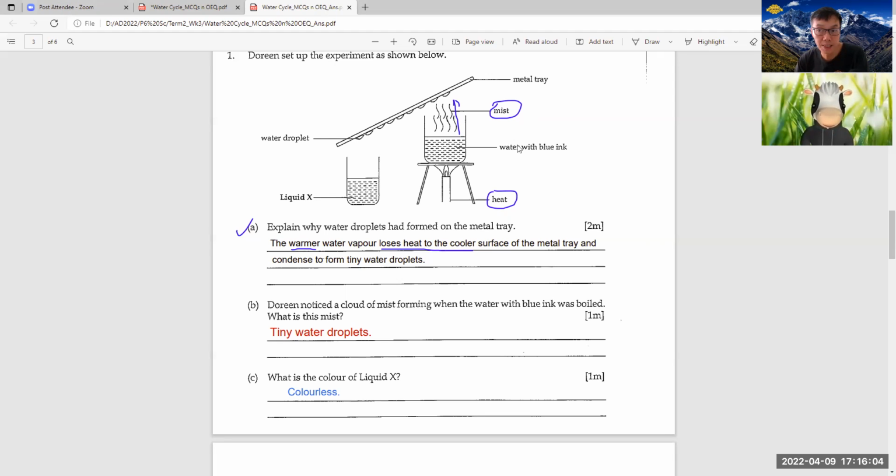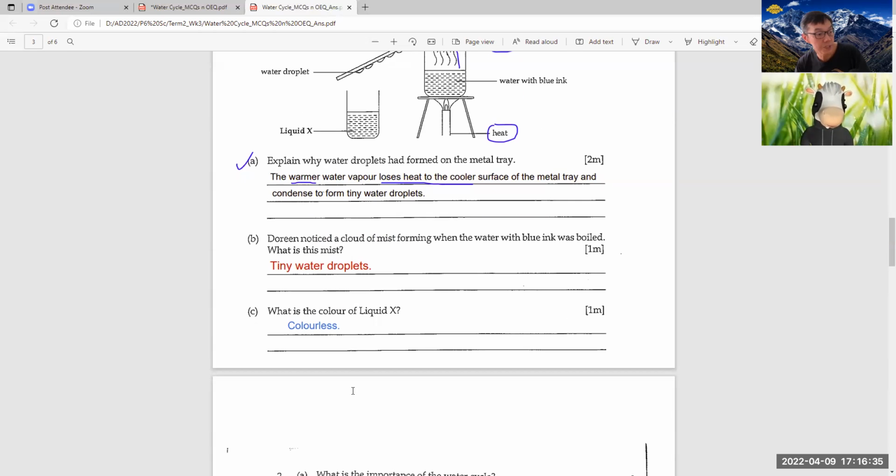Okay, because of the mist here, because you can see, right? So they ask you, say, Doreen noticed a cloud of mist forming. That means visibly she can see. Visibly can see means it's not a gas. So that's why this one, you must put tiny water droplets. You cannot put water vapor because water vapor is invisible. So there's tiny water droplets. And the color of this liquid is actually pure water. So it's colorless. Okay, it's colorless. So you take note of this.